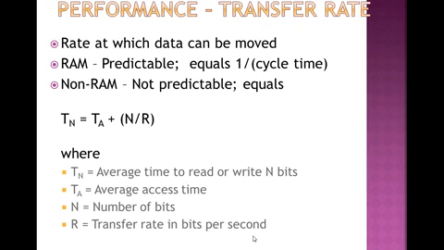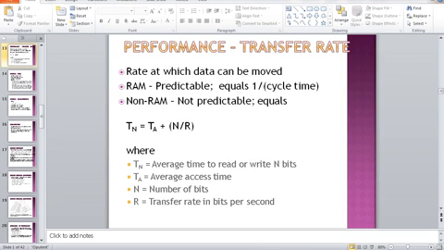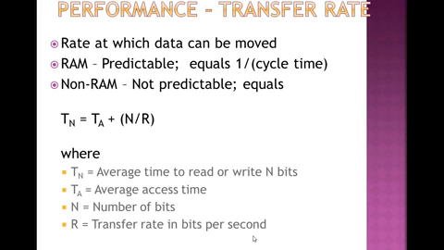Now next is performance, or how performance will be affected, that is the transfer rate. The transfer rate is the rate at which data can be moved. In RAM it is predictable, equal to 1 divided by the cycle time, the rate at which data can be moved.